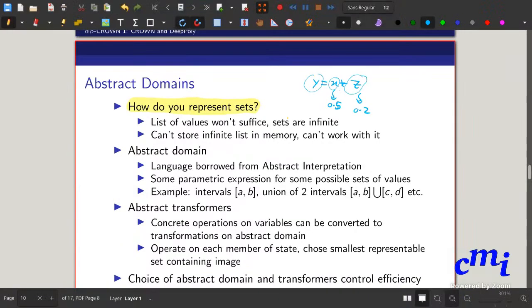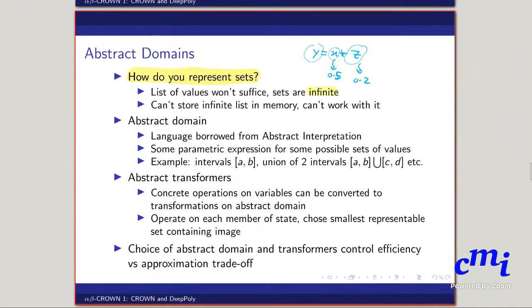The issue with sets is that they're infinite, so you can't really store a list in memory. So what is it that we can do? What we typically do within formal methods based settings is use things called abstract domains. These abstract domains are at the heart of abstract interpretation. What abstract domains are, in some sense, is a parametric expression for a set of possible values. I'll give an example. Intervals are an abstract domain, right?